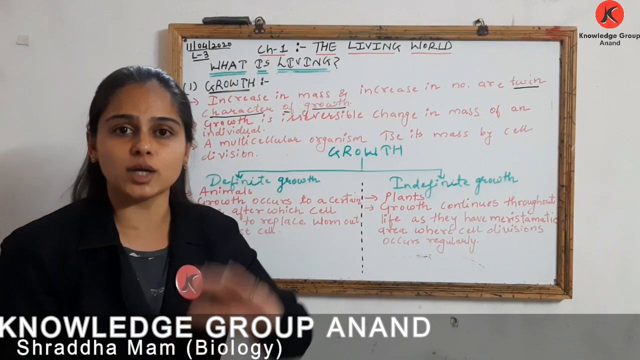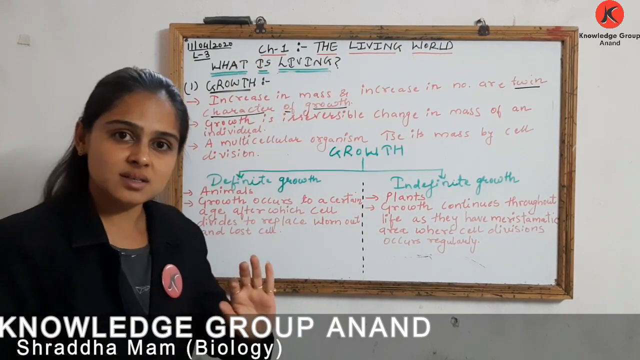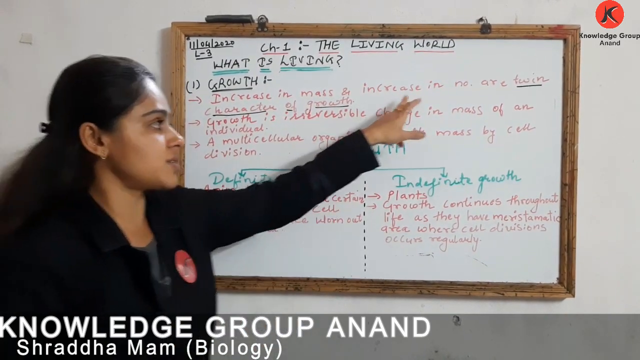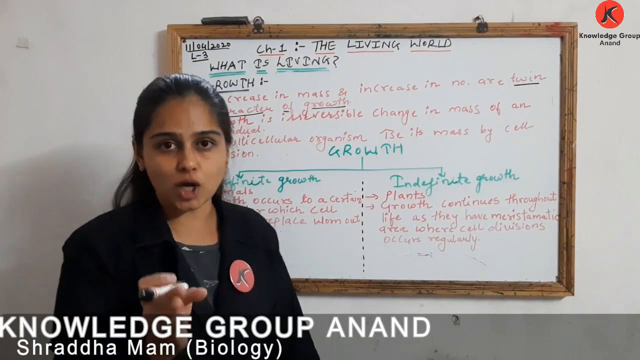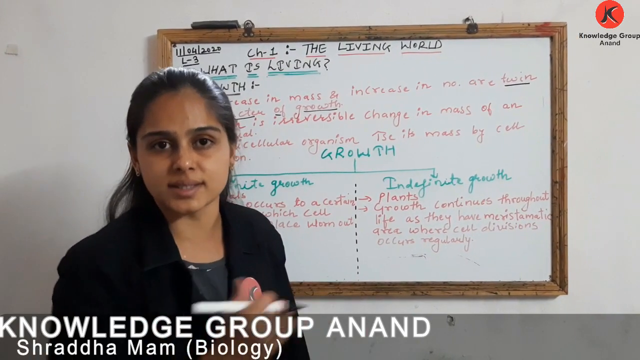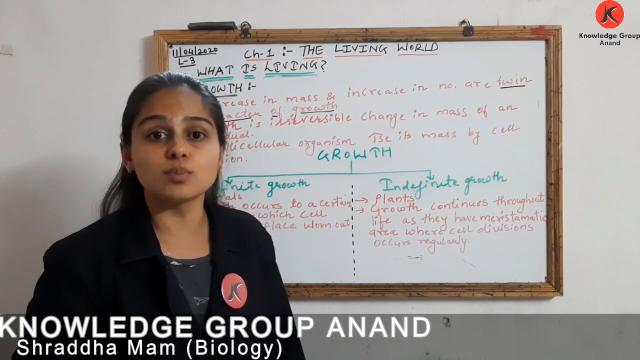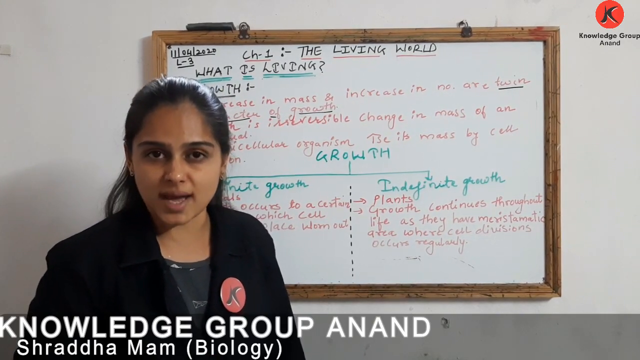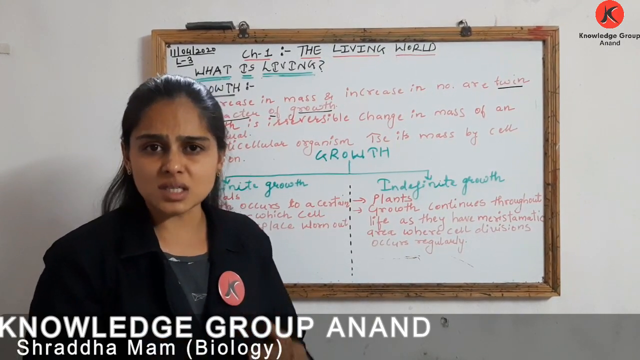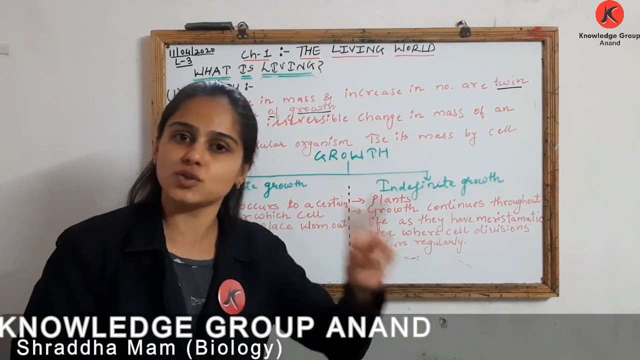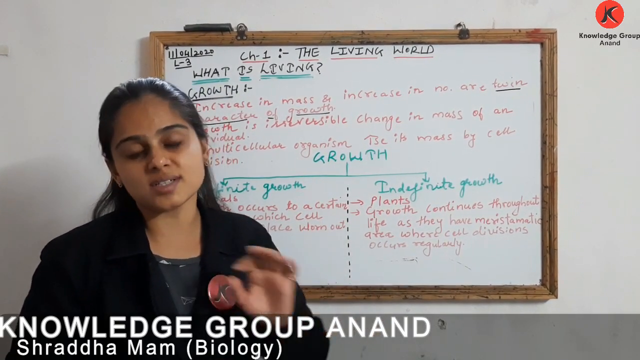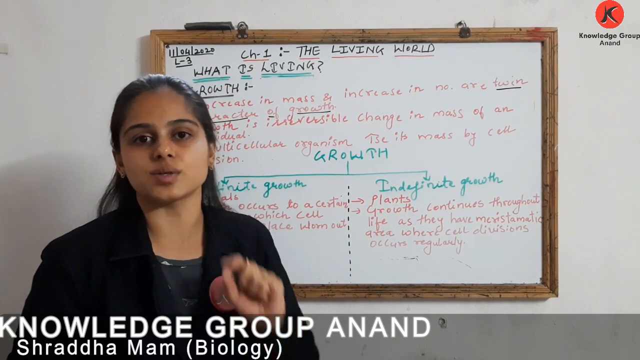In the sense, you can define growth as increase in mass. Also, you can define growth as increase in number. If you are talking about a unicellular organism, you people have understood binary fission, yes or no? Yes. At the end of a single binary fission, it results in formation of two new organisms. So this is also considered as growth.